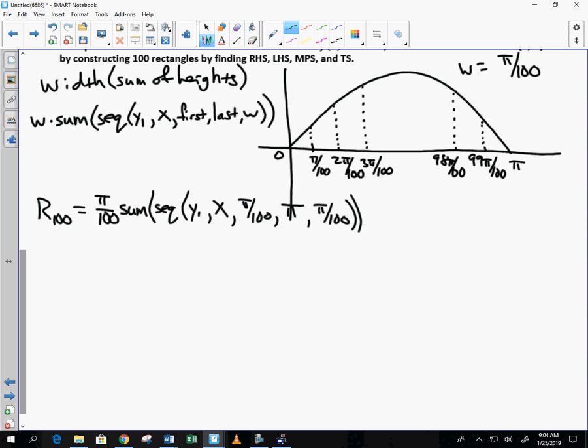When do I stop moving over? When I get to pi. Where do I plug these all into? I plug them into y sub 1. So the sequence command tells me to start at pi over 100 and move over pi over 100 units until I get to pi. So that's what we've told our calculator to do: start here, then go here, here, here, and add them all up, sum. That's what we've told our calculator to do, which is really cool.